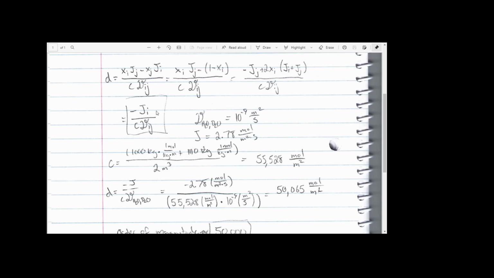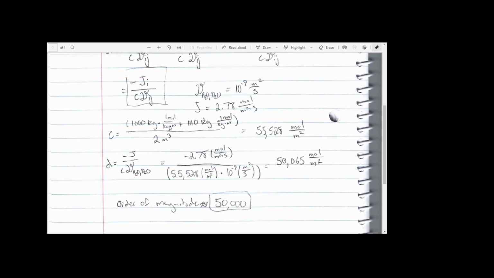We pull the molar diffusive flux of j from the previous question 1, or we can use it from the given question, 2.78 moles per meter squared seconds. And we plug in the Stefan-Maxwell diffusive coefficient. This is determined through experiments, and as we discussed in class, for liquids, the magnitude for the Stefan-Maxwell diffusive coefficient is 10 to the negative 9th meters squared per second.